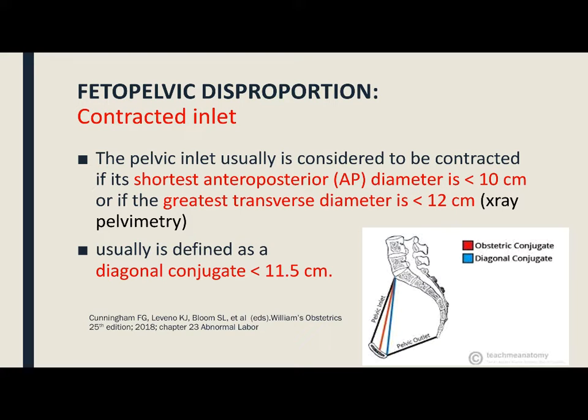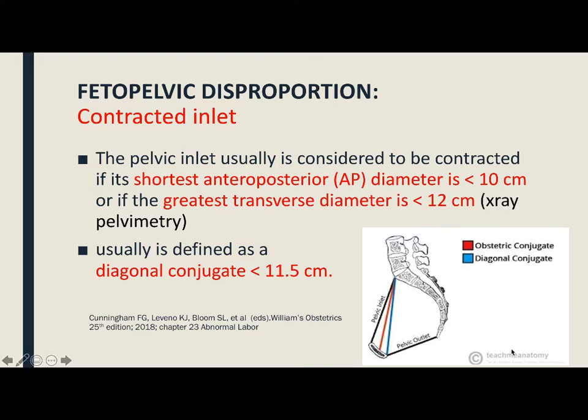Before labor, the fetal biparietal diameter averages about 9.5 to 9.8 centimeters, and therefore it might prove difficult or even impossible for some fetuses to pass through a pelvic inlet that has an AP diameter of less than 10 centimeters. Employing X-ray pelvimetry, when the shortest AP diameter is less than 10 centimeters or the greatest transverse diameter is less than 12 centimeters, we diagnose a contracted pelvic inlet. However, these days we don't do much X-ray pelvimetry anymore. What we use today is clinical pelvimetry.